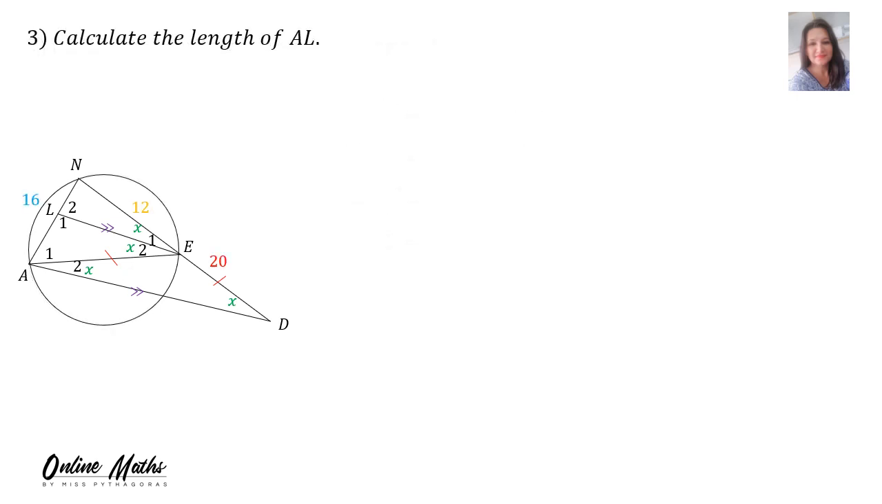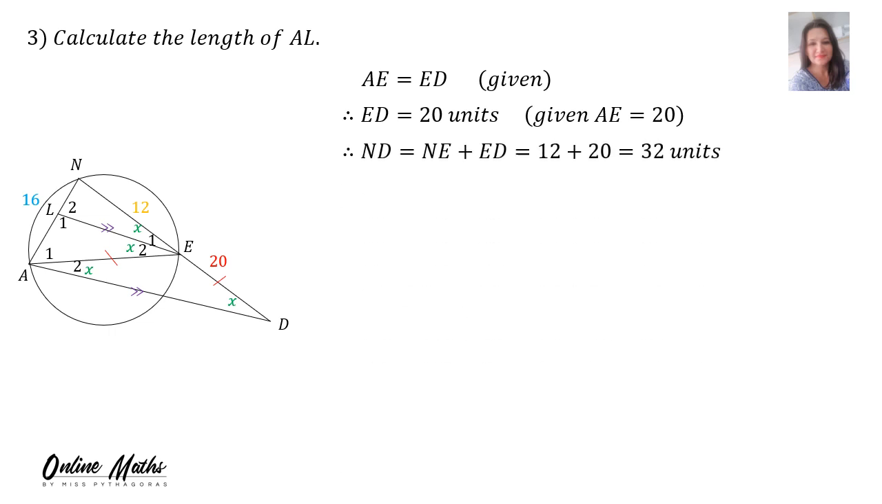The third question wants us to calculate the length of AL. Remember from the previous slide, AN's length was 16. Now we can say AE is equal to ED, that's given. And remember, ED is 20 units since it was given that AE, the diameter, was 20. Now we can say that ND, the whole of ND, consists of NE plus ED, which is 12 plus 20, and then it makes ND 32 units.